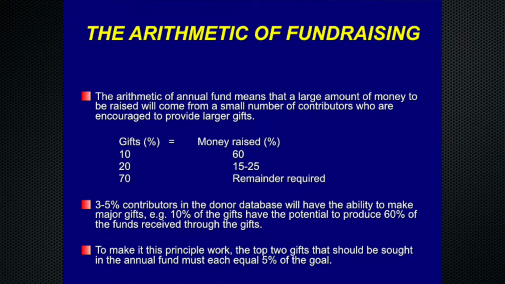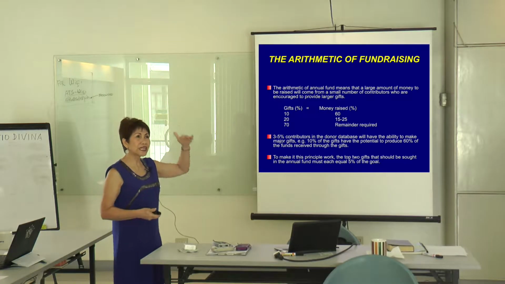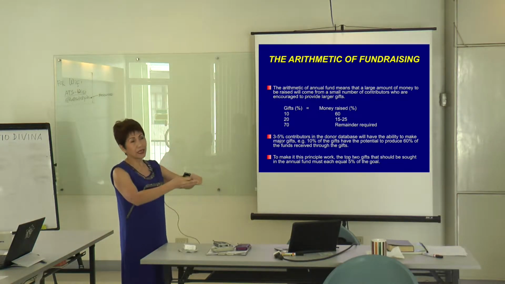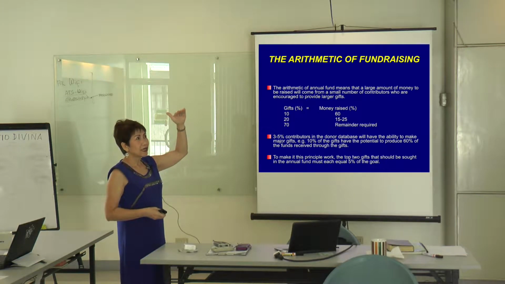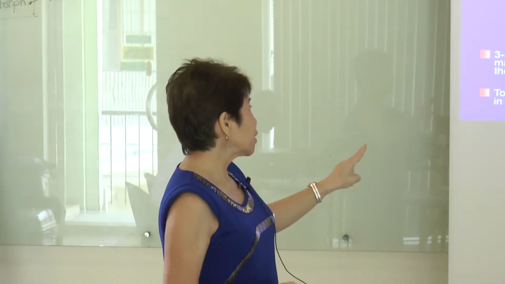Now, to make this principle work, the top 2 gifts sought in the annual fund must each equal 5% of the goal. So when we say top gift, when you make the table or the matrix, the top 2 people who will give, each of their gifts must equal 5% of the goal. So that if you have 2 people giving 5% each, that's already 10% of the amount that you need to raise.